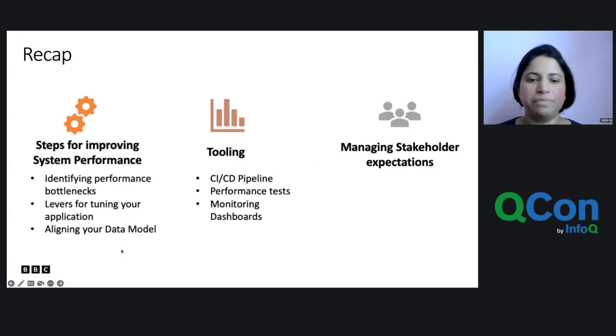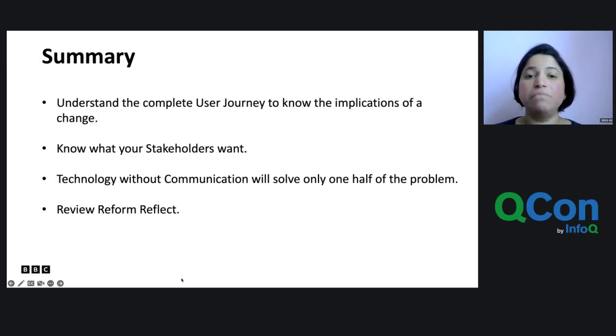To summarize, understand the complete user journey to know the implications of a change. Break the silos between teams. Open the channels of communication and collaboration. Know what your stakeholders want. Do not make any assumptions. Technology without communication will only solve one half of the problem. It has to go hand in hand. Review, reform, reflect. Look at your architecture, look at your infrastructure, identify the bottlenecks, make the change, and then again see whether it has made an impact. And this has to be an ongoing, iterative process.